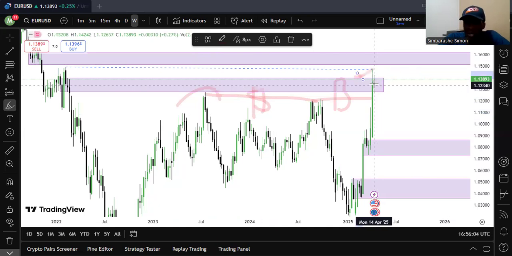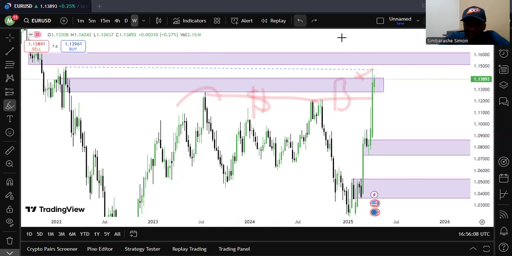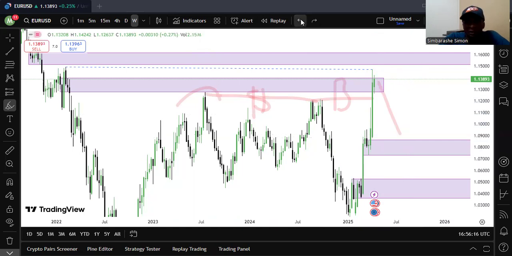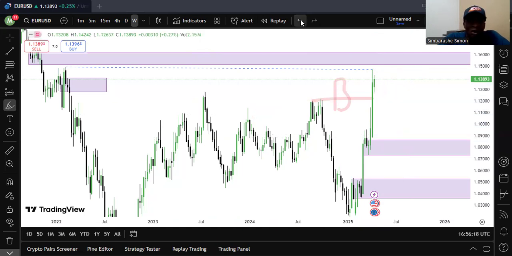We can even sweep this liquidity, then we go down, or again, since we are reacting on this supply zone, we can just react and target this demand zone, then continue our bullish trend. That's all on weekly. Yeah, that's all, guys.